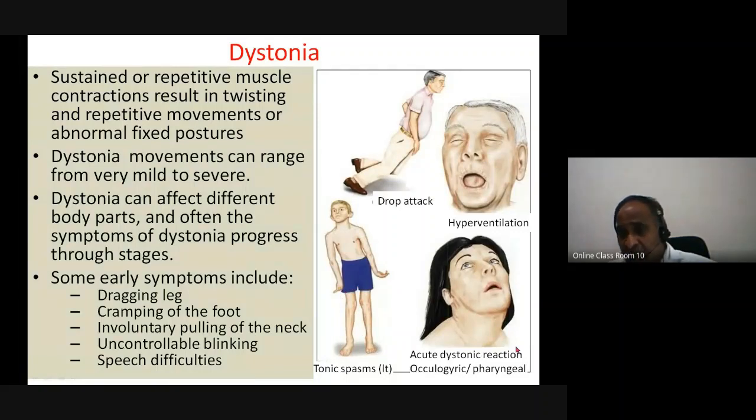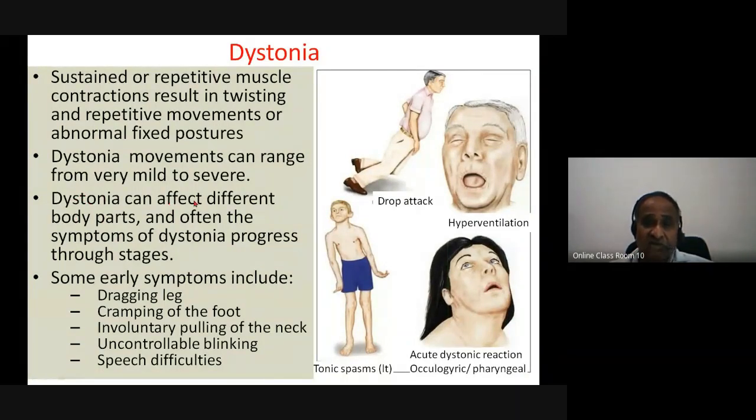And this lady is having a problem with her eyeball movement, a dystonic reaction, oculogyric, where the eyeballs start moving, or oropharyngeal, such types of phenomena happen.